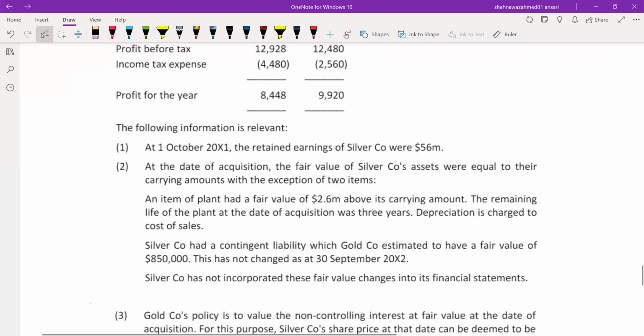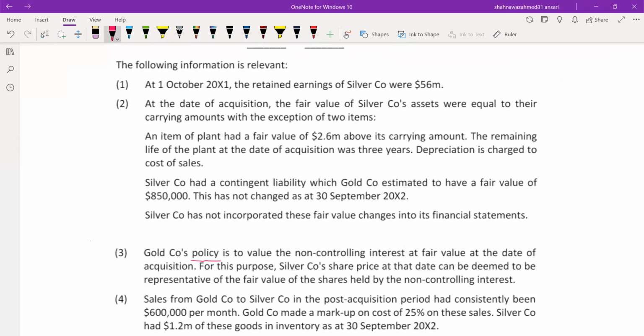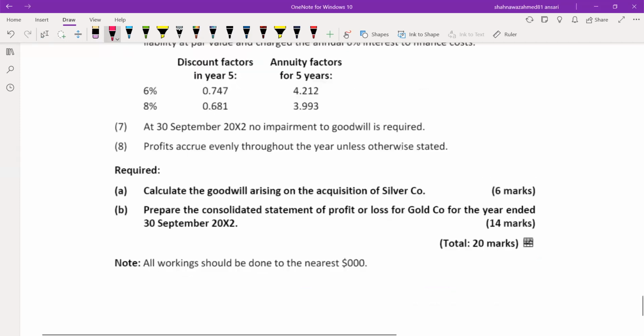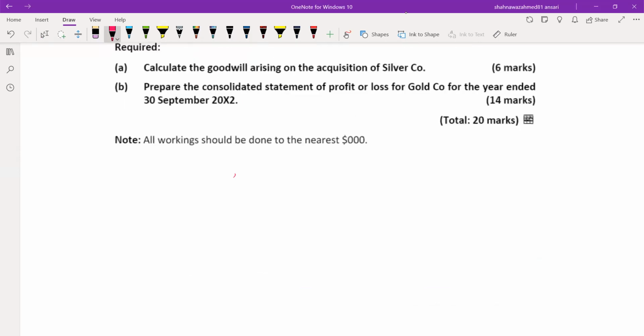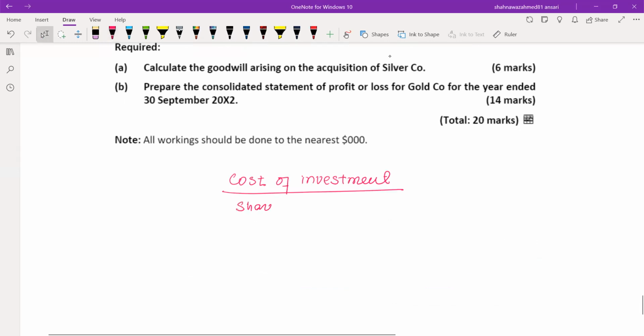Okay, further information. It is the policy of Goldco to value NCI at fair value. For this purpose, the share price of the subsidiary is to be used. That means we have to calculate the fair value of NCI as well. In the previous question, it was given. Now, first of all, let's identify the cost of investment. So we have two components here. One is the share exchange and the other is the deferred consideration.